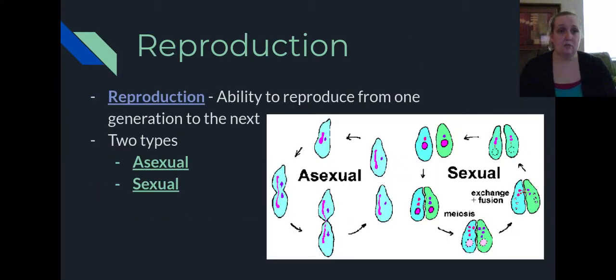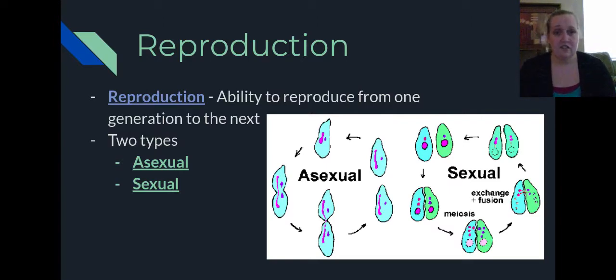Reproduction is the next theme we're going to talk about. So our second theme, reproduction, is the ability to reproduce from one generation to the next. There are two types of reproduction depending on the type of organism or cell that we have. We have asexual and sexual.